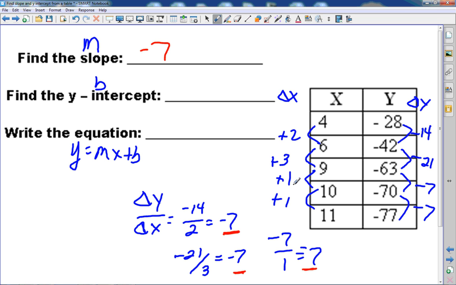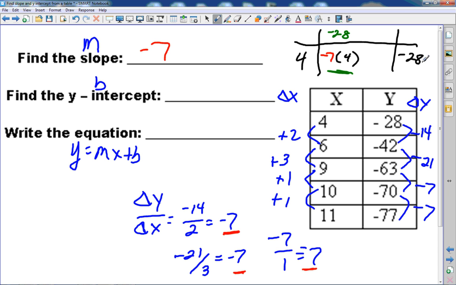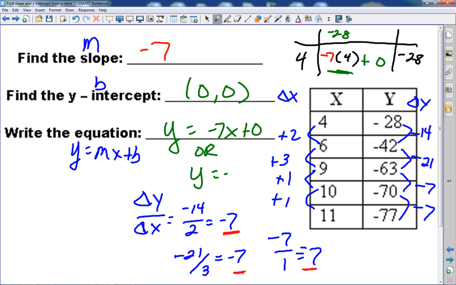Now, there's no zeros or intercepts anywhere in my table, so I'm going to have to work it out. So I'm going to go up here, and I'm going to pick maybe my first point, which is 4 and -28. Let's put -7 in there. -7 times 4 is -28. What do I have to do to -28 to get to -28? Nothing, just plus 0. So my y-intercept is 0, 0. My equation would be y equals -7x plus 0, or better than that, y equals -7x would be the best equation to use.